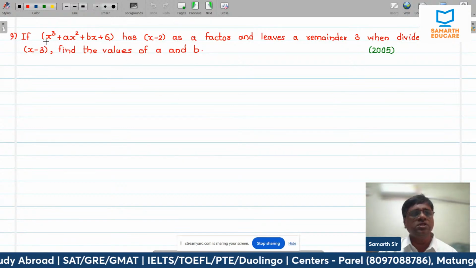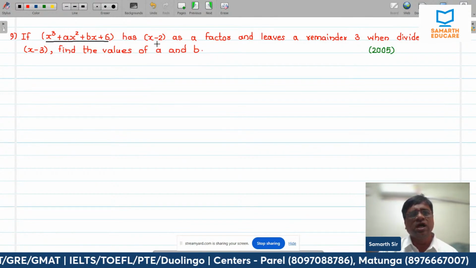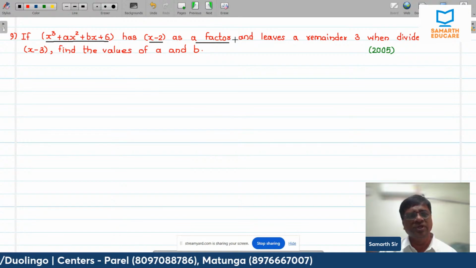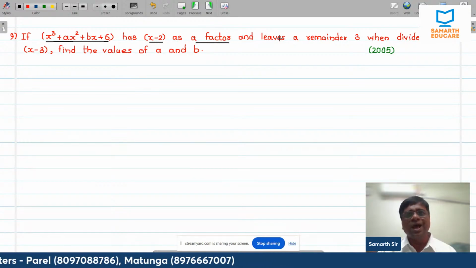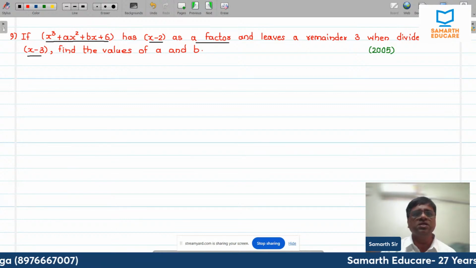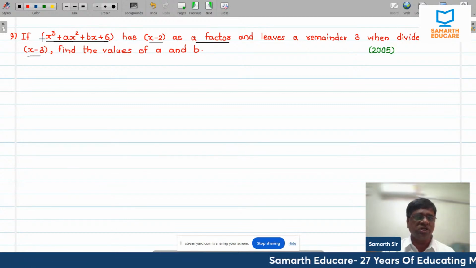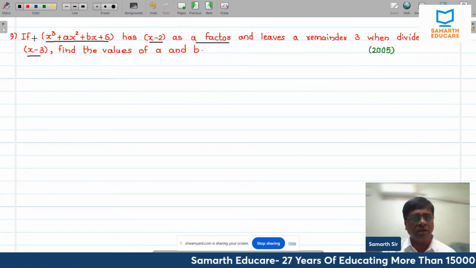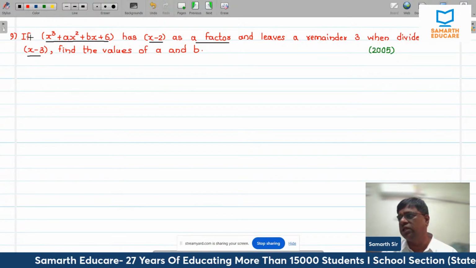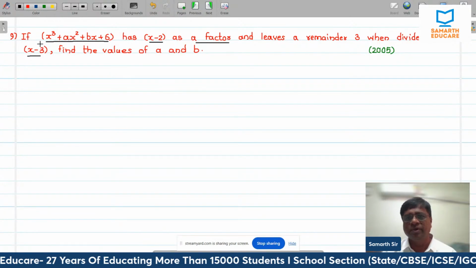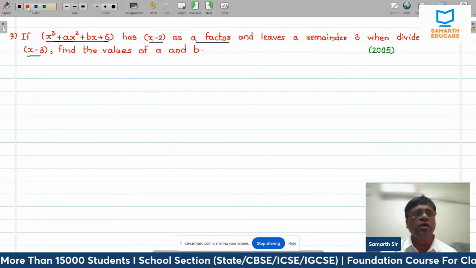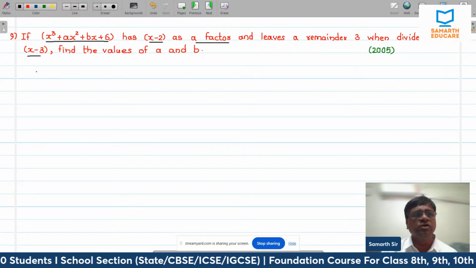Now what happens is, if this has x minus 2 as a factor, ये एक स्टेटमेंट हो गया, and leaves a remainder 3 when it is divided by x minus 3. मतलब जब x minus 2 से डिवाइड कर रहे हो तो रिमाइंडर 0 आएगा, because it is a factor. And अगर x minus 3 से डिवाइड कर रहे हो, then the remainder is 3, right? When it is a factor, remainder is always 0. Okay, so let me label this first.